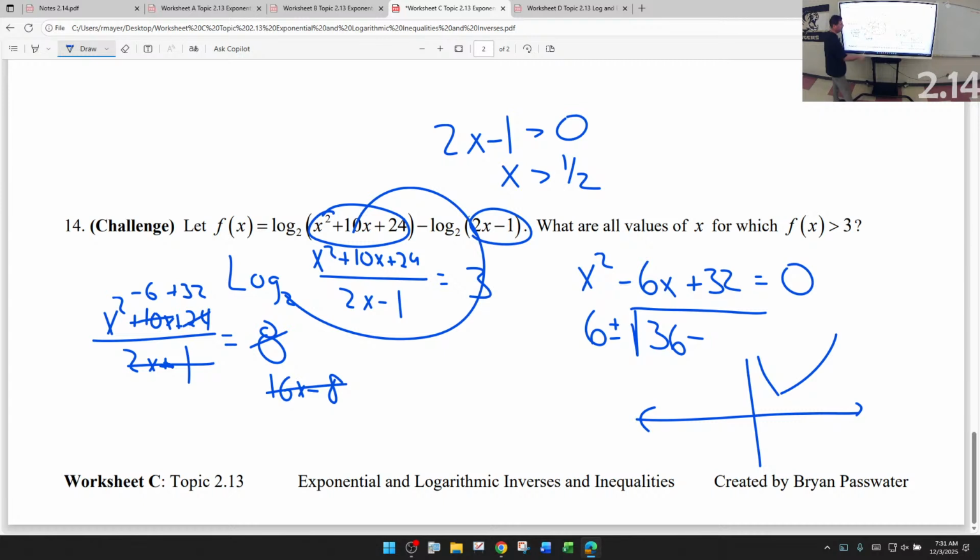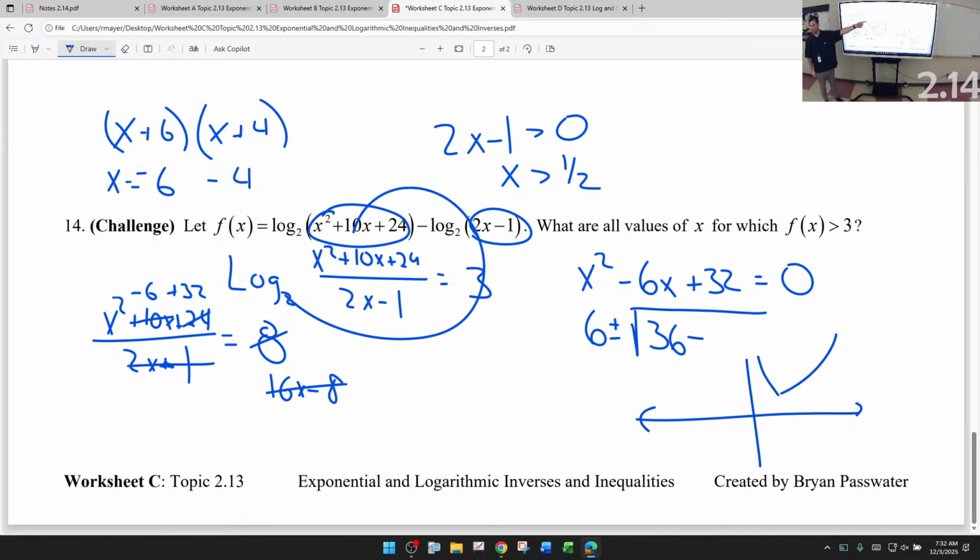And then over here, does that factor? 6 and 4. x plus 6, x plus 4. x equals -6 and -4. So x has to be greater than -6. Less than? Greater than. I think greater than.